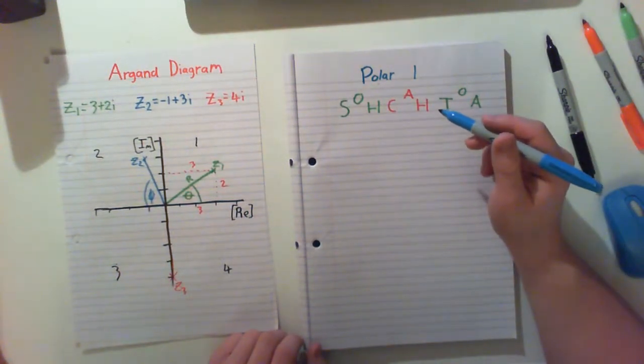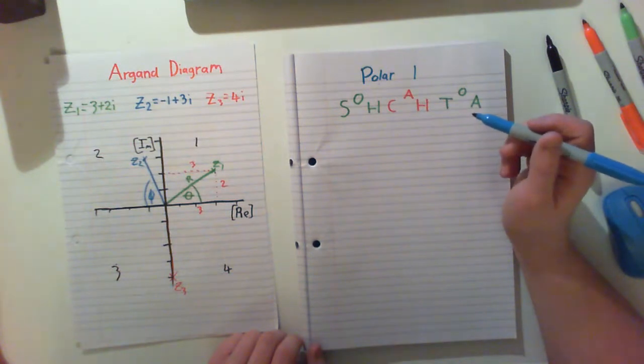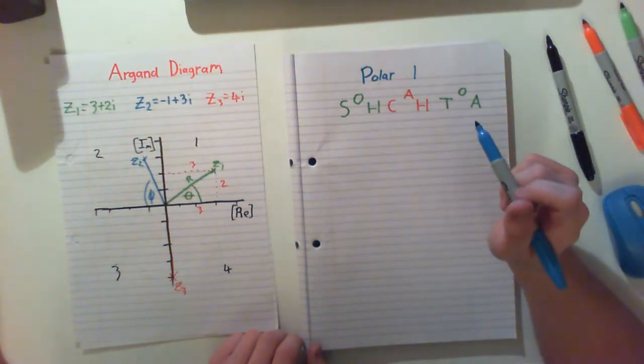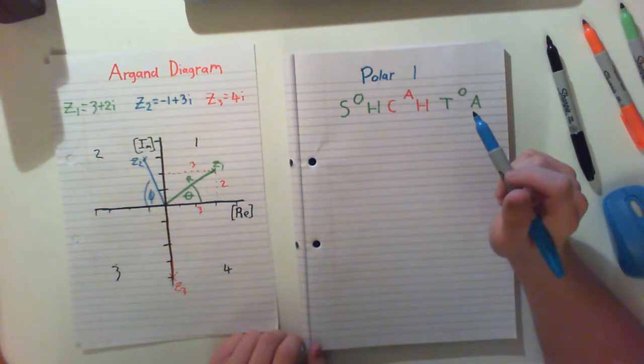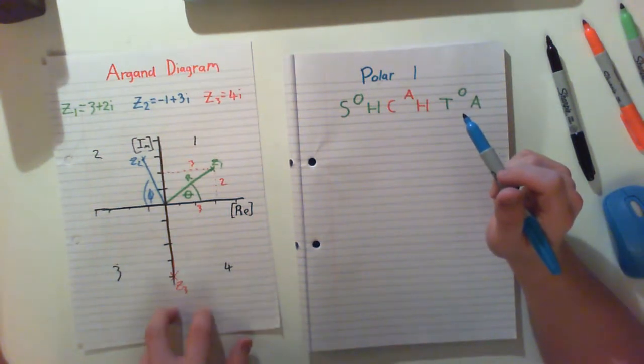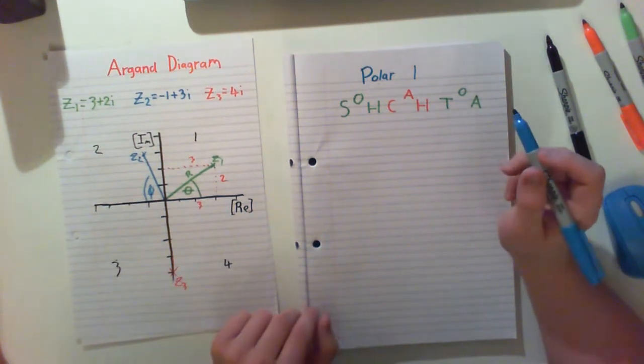Hello and welcome to the next video in our complex numbers series of our maths module. We're going to be looking at how to represent complex numbers in polar form after we've just had a look at our Argand diagram once more.